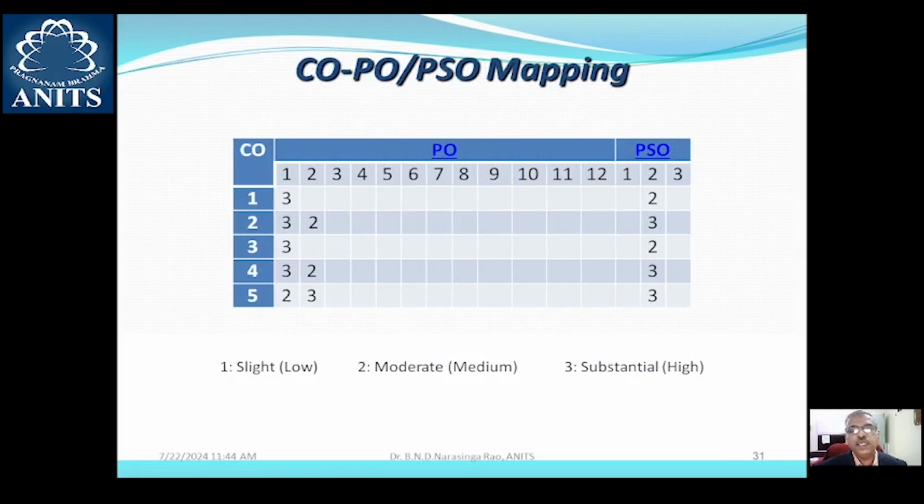And this is the CO-PO mapping. This is the course outcomes CO 1 to 5, which are correlated with the program outcomes and the program specific outcomes to the level of slight, moderate and substantial, indicated with the numbers 1, 2 and 3.